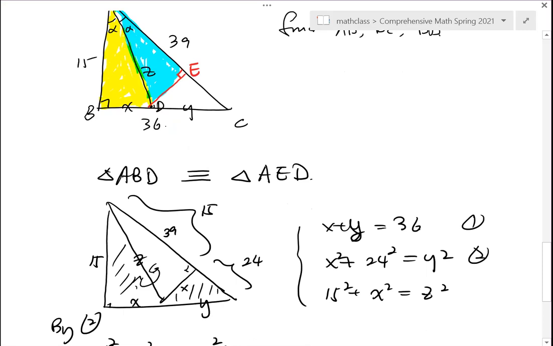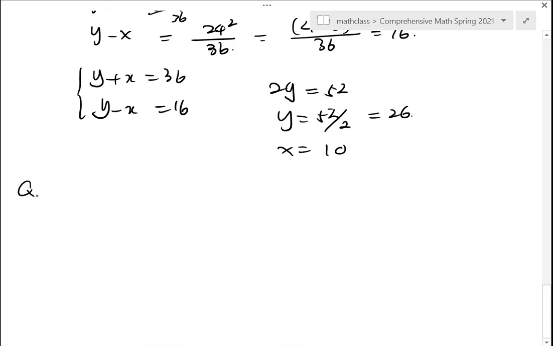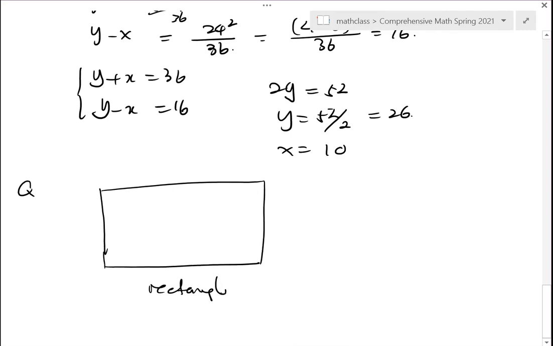Well, I'm going to relax a little bit, and we are going to take a look at a simpler problem using the Pythagorean theorem: the length of the diagonal of a rectangle. This is a rectangle A, B, C, D. This is D, the length of the diagonal.